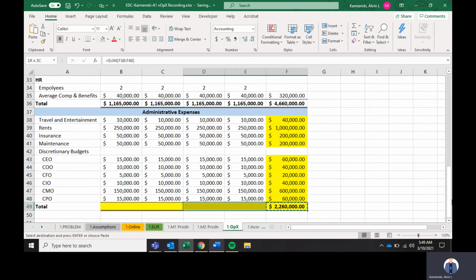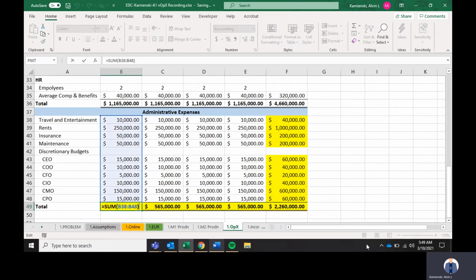Just let's make sure that in this case, that all seems to make sense. We copy and paste that across. There's that 2.26 million. That all equals out because these are just plain sums above.